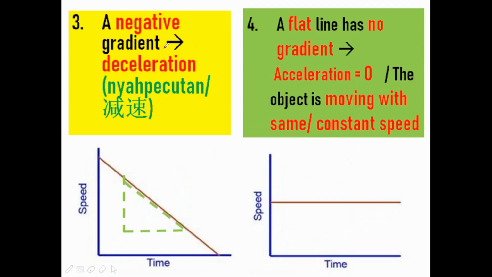A negative gradient means deceleration. So if you have a graph where the line is going down, then this graph will have a negative gradient. A negative gradient means that for this graph, it is deceleration.